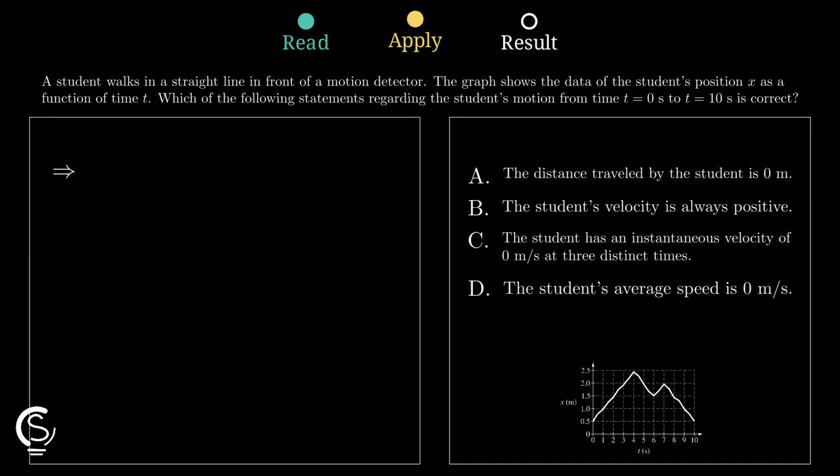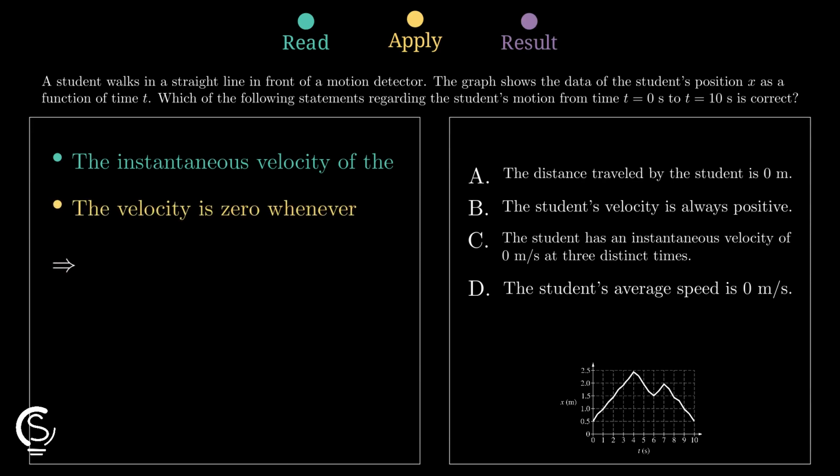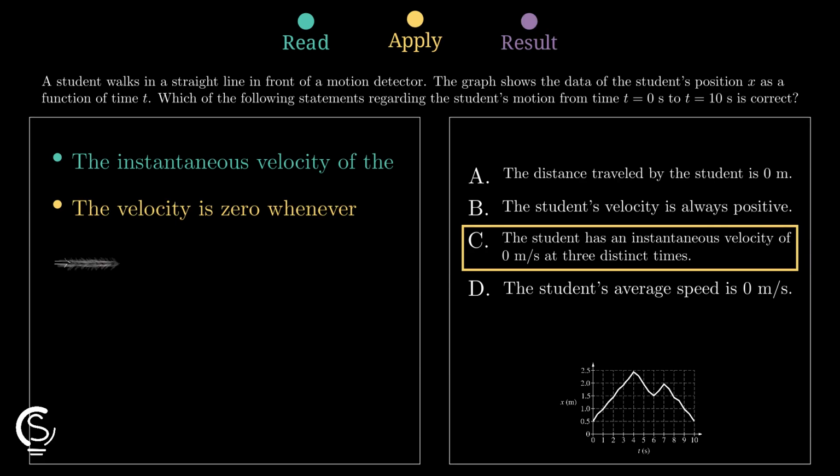The velocity is 0 whenever the graph reaches a peak or a valley because the tangent line is horizontal there, meaning the student has momentarily stopped moving in any direction. From the graph, there are 3 distinct turning points where the slope hits 0, making option C the only correct statement for this motion.